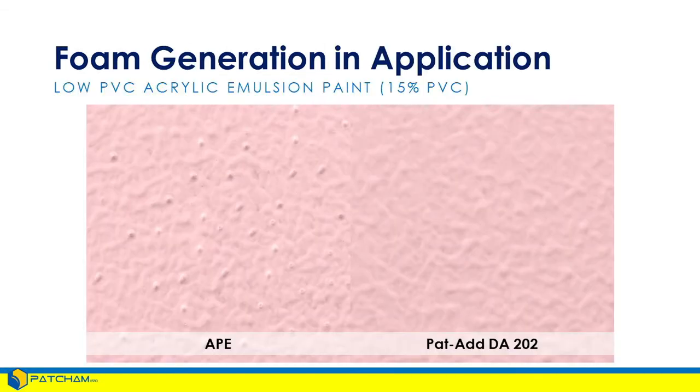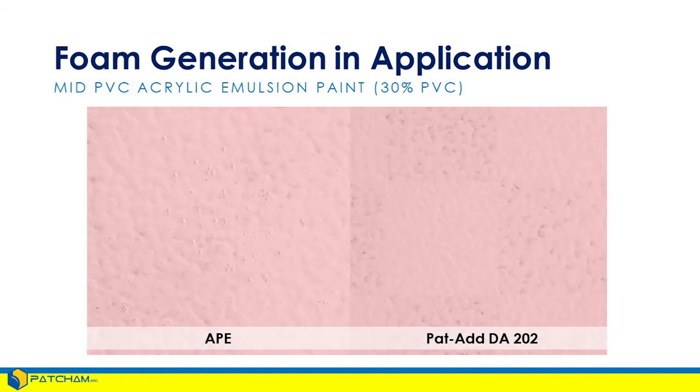Application. This one's pretty obvious. You can see that the DA202 is much better than the APE in roller application. You can see the very, very small blisters, air bubbles from air entrapment in the APE compared to the DA202, which exhibits no little bubbles. In the low PVC paint, again the medium PVC paint, and here's the high PVC paint.